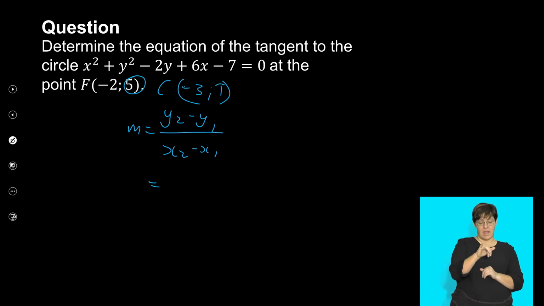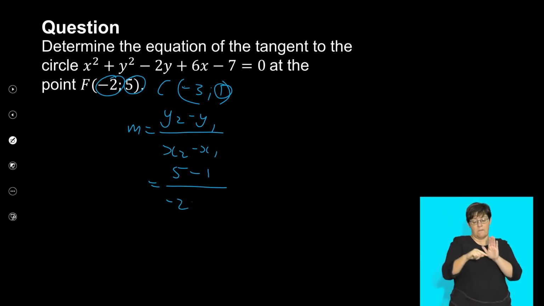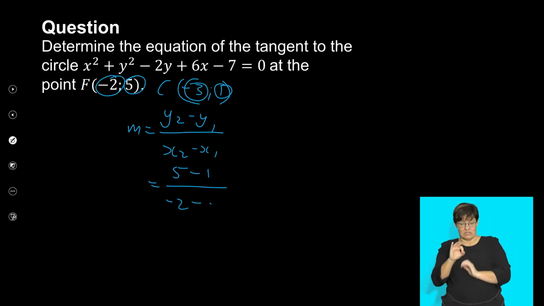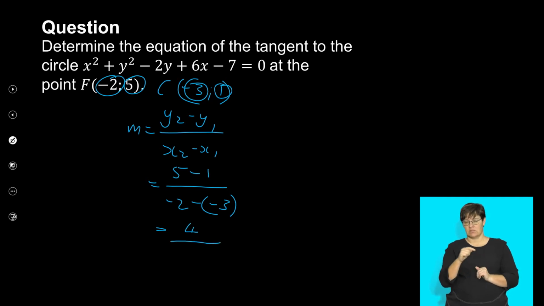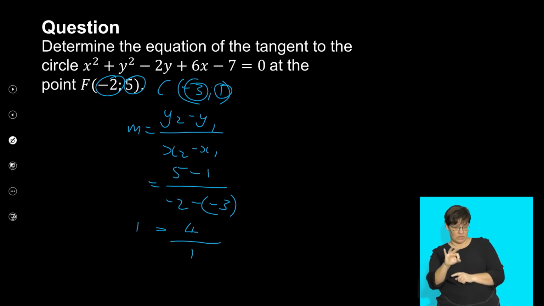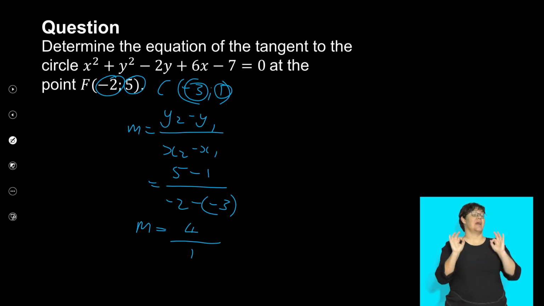y minus y at the top, 5 minus 1, over x minus 2 minus x. And again, whenever I substitute a negative number, I always do it in a bracket. At the top, I'm going to get 4. And at the bottom, I'm going to get minus 2 minus minus 3, which is minus 2 plus 3, which is going to be 1. And so I get a gradient of my radius, which is 4 over 1.